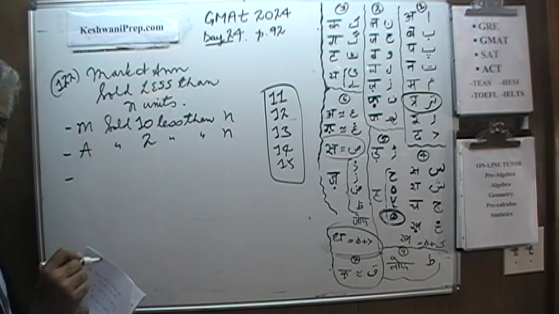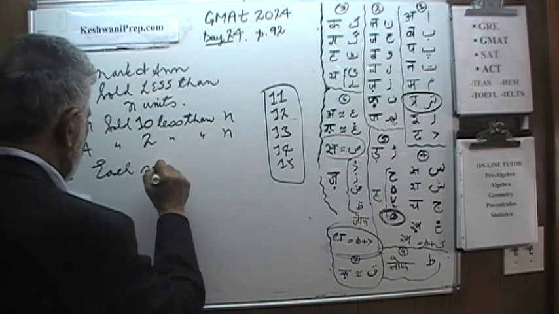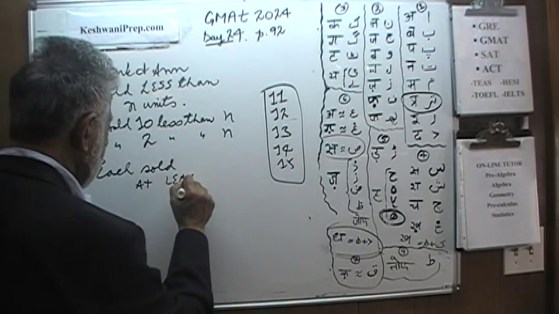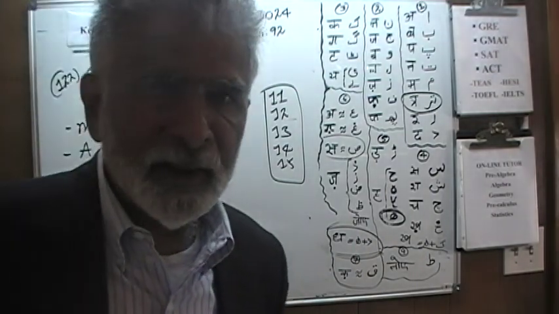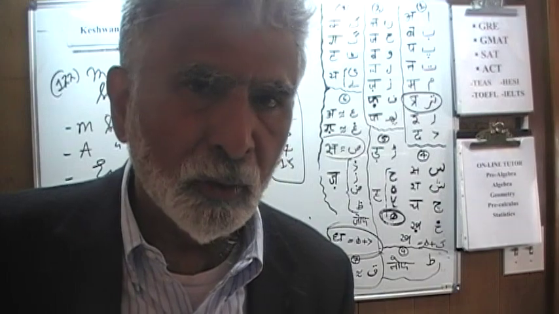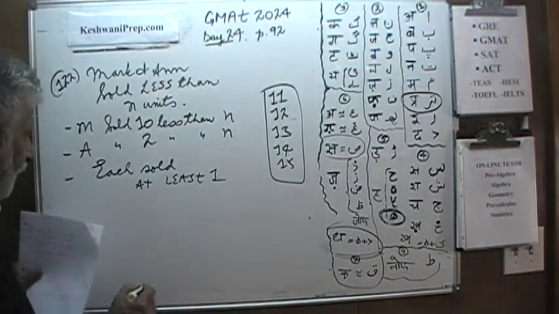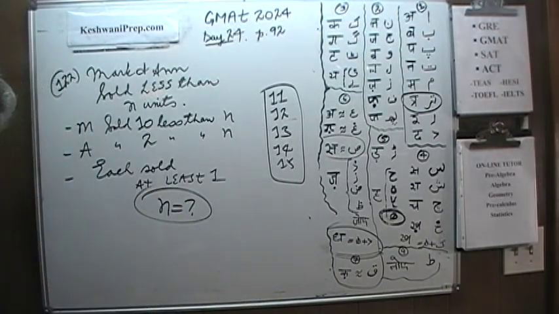We are also told that each one of them sold at least one. In other words, this is the possibility that one of these people sold nothing at all, or both of them sold nothing at all, we're ruling it out. That'll be insane. The question is very straightforward. How much is n? Go ahead, do it yourself.